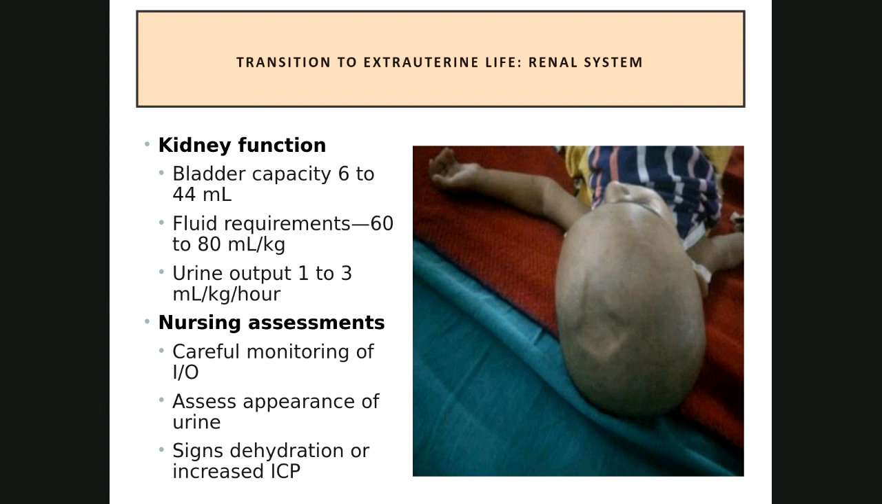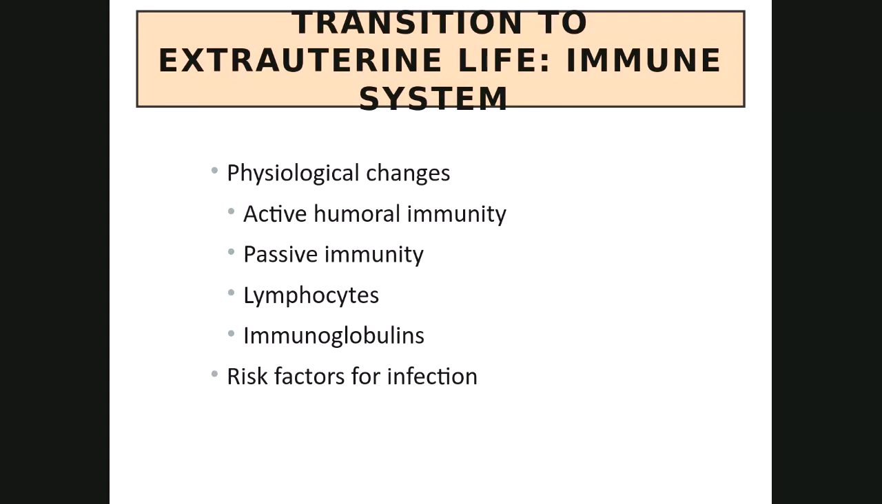All right. So transition to extrauterine life, the immune system. Babies have an immature immune system. They do acquire some active humoral immunity, passive immunity from the mom during pregnancy. It's slow to build. And so they are at higher risk for infection. Make sure no one's coming to visit your baby if they are sick, ask them. It's not that rude to ask them to please come visit you and your newborn when they are not sick, okay?